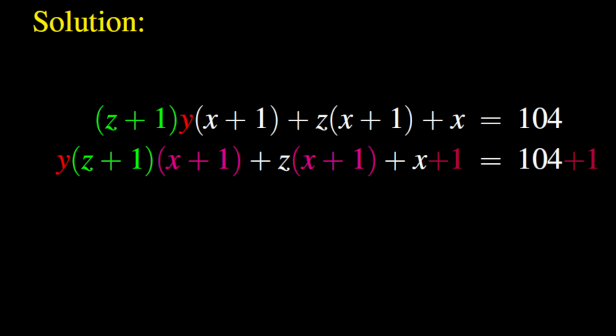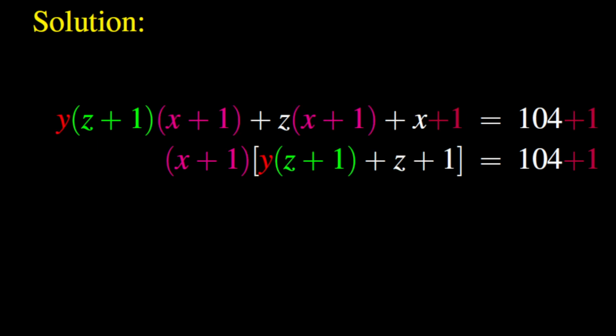We do so by just adding 1 to both sides of the equality. This obviously will not change the equality because we are performing the same operation on both sides, but the main benefit of this trick is that now x plus 1 is a common factor of the expression on the left-hand side. We factor x plus 1 out and get x plus 1 times the quantity y times z plus 1, plus z, plus 1.